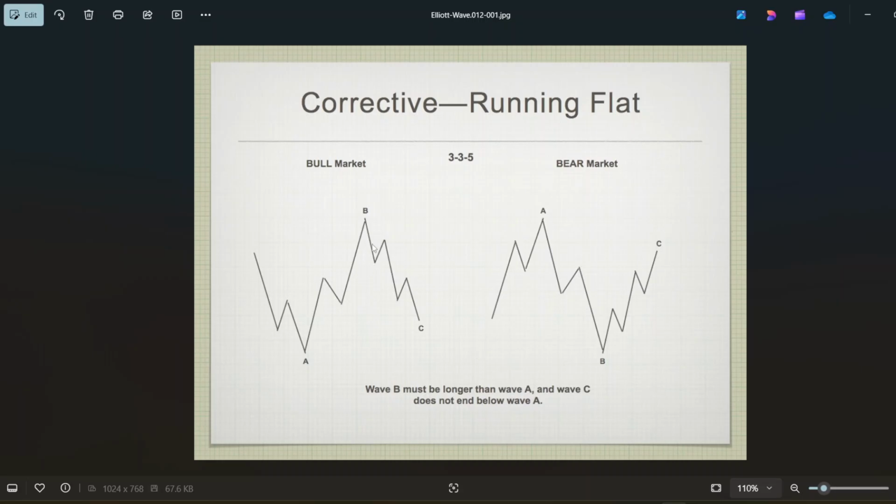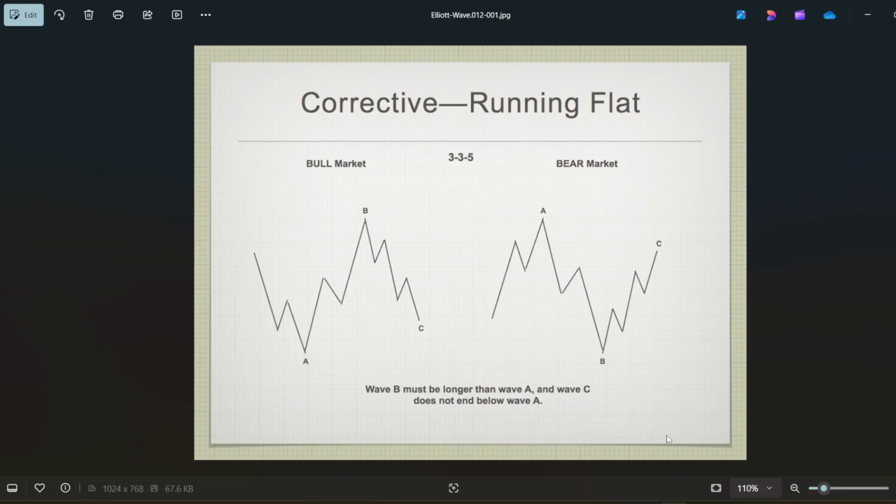If wave B moves beyond the start of wave A, that's a key clue that you may be dealing with a running flat instead of a regular one. And then observe wave C. Unlike expanded flats where wave C breaks past wave A, a running flat has a shallow wave C that fails to break past wave A's end, as you can see. It fails to go beyond wave A, so this early rejection is a strong continuation signal.